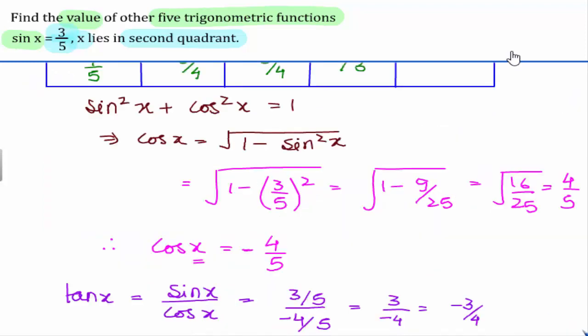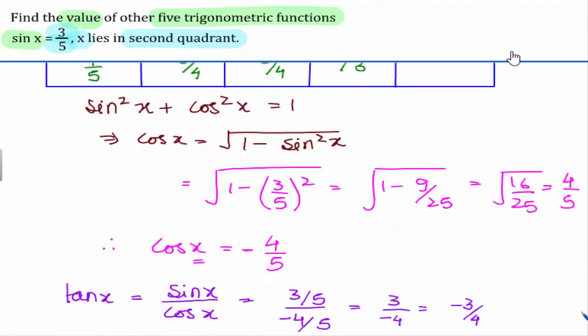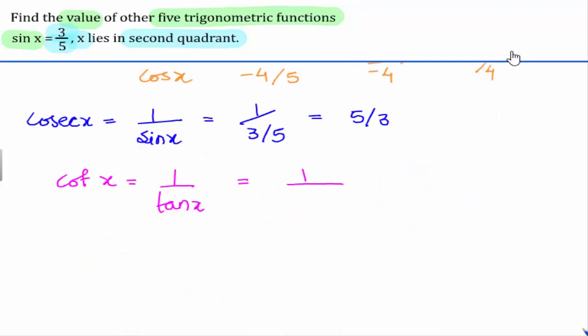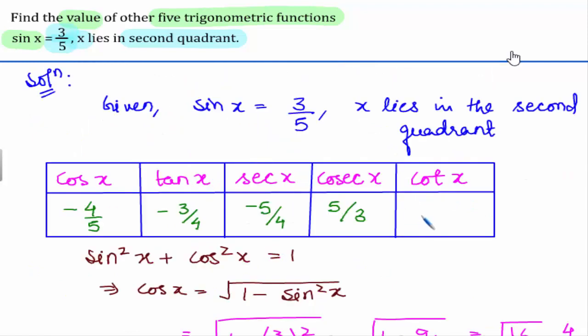Finally, we have to find the value of cot x. And cot x is equal to 1 upon tan x. So we have 1 upon tan x is equal to minus 3 by 4. So here we have minus 3 by 4. So this can be written as 4 upon minus 3 or minus 4 upon 3. Therefore, here the value of cot x is minus 4 upon 3.